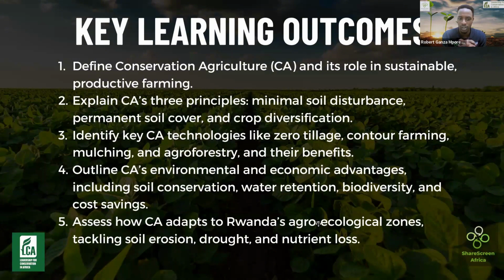The last but not least learning outcome is that at the end of this talk, you're also going to be able to assess how conservation agriculture adapts to Rwanda's agroecological zones, tackling soil erosion, drought, and nutrient loss. So this talk is going to be centered around Rwanda's terrain. We face lots of soil erosion, and that's why this 5th learning outcome is in place.